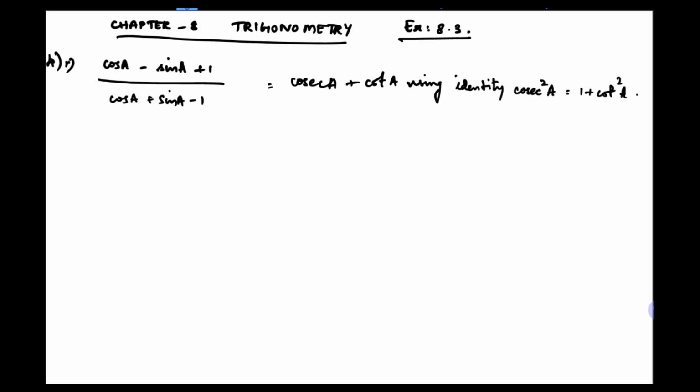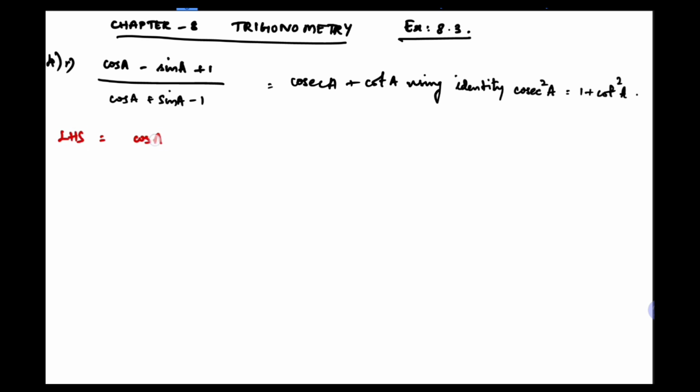Hello friends, in this video let us see question number 4 subdivision 5 of exercise 8.3, chapter 8 trigonometry. Question: prove that (cos A minus sin A plus 1) divided by (cos A plus sin A minus 1) is equal to cosecant A plus cot A, by using the identity cosecant square A is equal to 1 plus cot square A. Let us first take LHS.